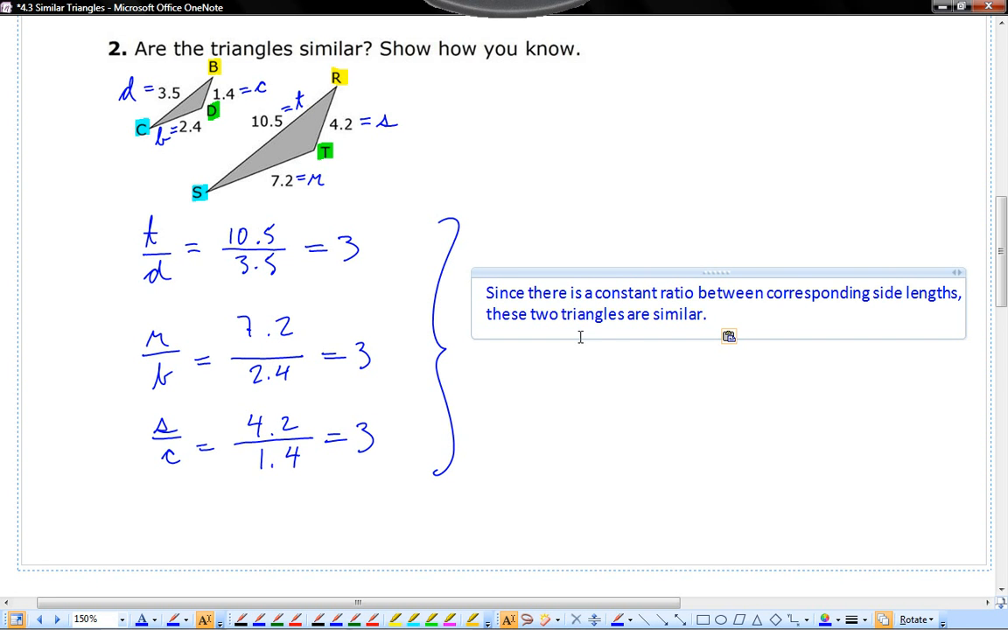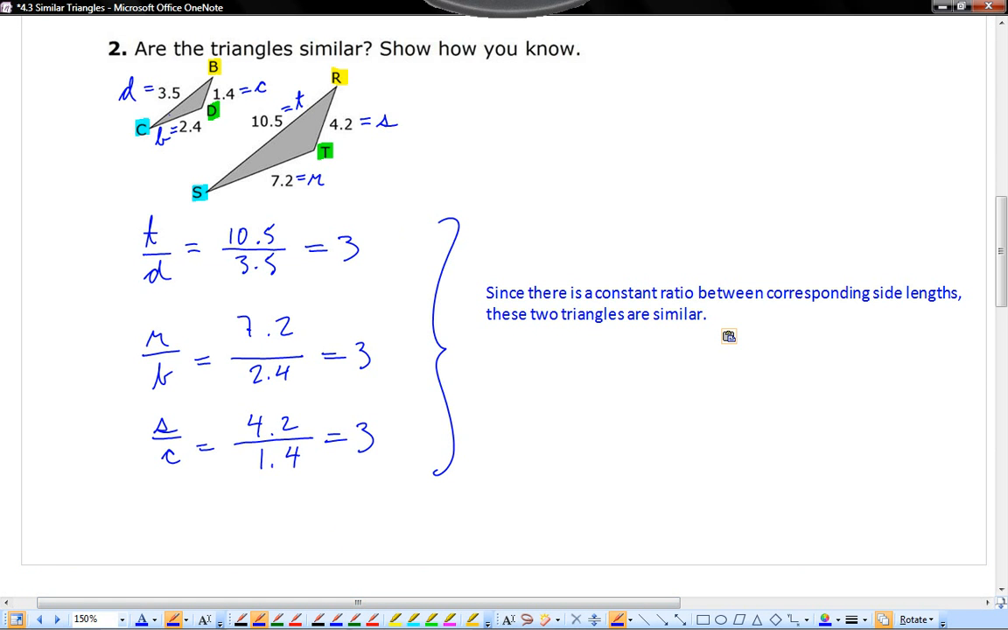Since there's a constant ratio between corresponding side lengths, that means that these two triangles are similar. So yes, it is true that this angle is equal to that angle, and this angle is equal to that one, and this angle is equal to that angle. And you notice I'm making symbols to show that they're matching.